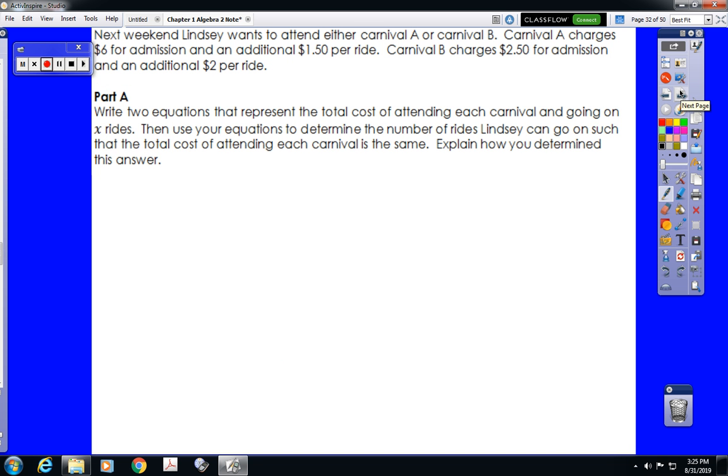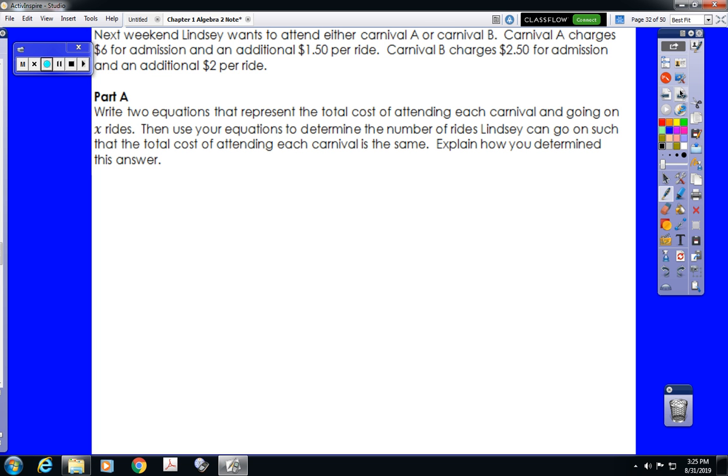Next weekend, Lindsay wants to attend either Carnival A or Carnival B. Carnival A charges $6 for admission and an additional $1.50 per ride. Carnival B charges $2.50 for admission and an additional $2 per ride. Part A: Write two equations that represent the total cost of attending each carnival and going on X rides. Then use your equations to determine the number of rides Lindsay can go on so that the total cost of attending each carnival is the same. Explain how you determined this answer.